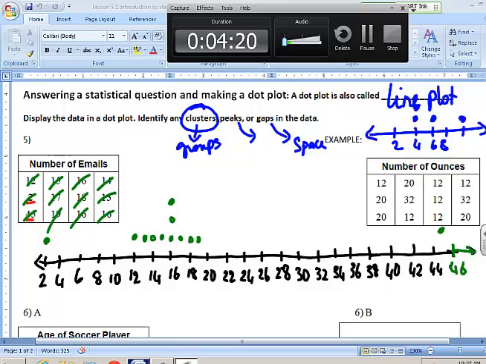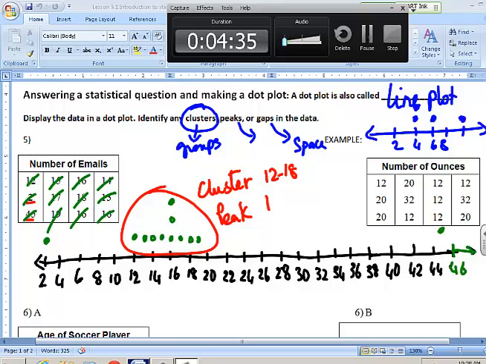All right, now take a look at this and tell me where there's a cluster. Good, this is the cluster. So the cluster is between 12 to 18. Cluster of data 12 to 18. Where is the peak? It is at 16. And where are the gaps? There are 2 gaps if you notice. There's one gap between 2 and 12, and there's another gap between 18 and 45. So there are 2 gaps.